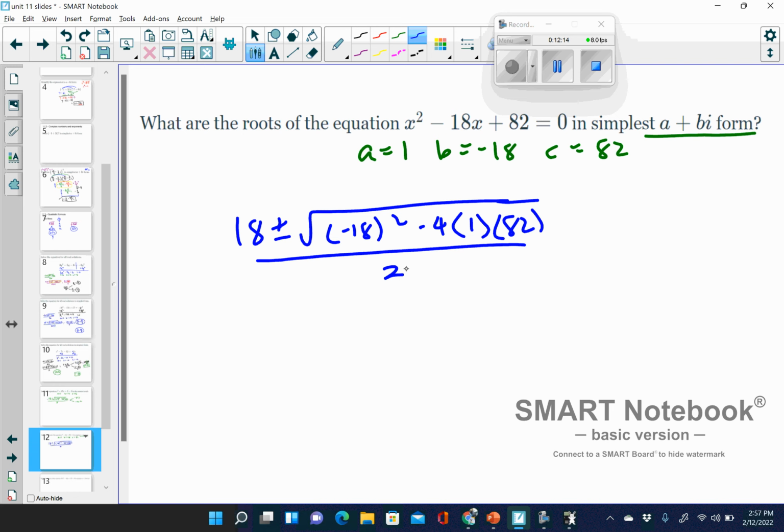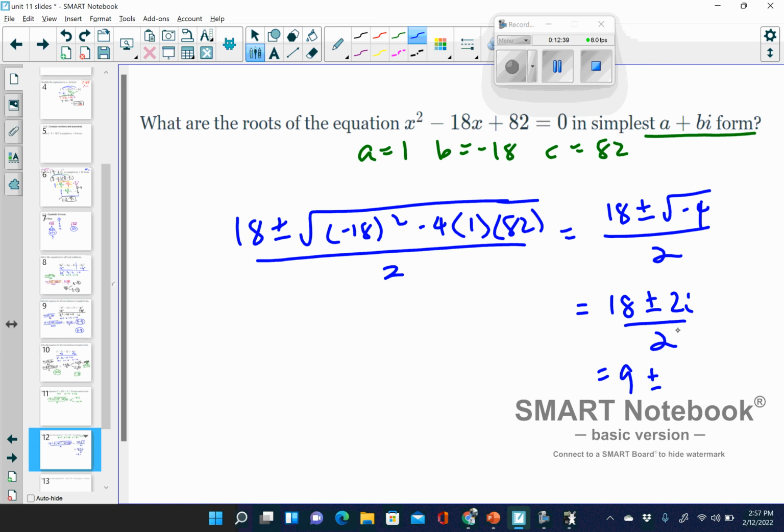So when you plug all of this into the calculator, you're going to get 18 plus or minus the square root of negative 4 all over 2. So you could simplify this to be 18 plus or minus 2i all over 2. 18 divided by 2 is equal to 9, plus or minus 2i divided by 2 is equal to just i. So there's your answer right there.